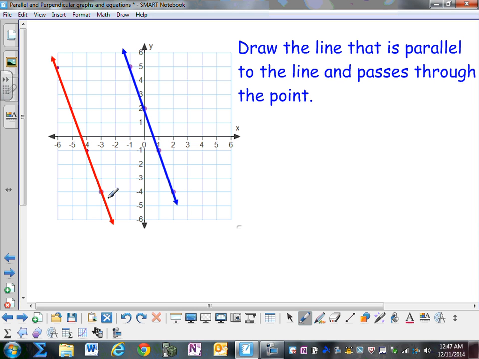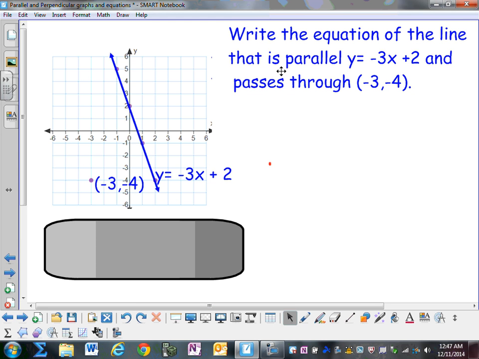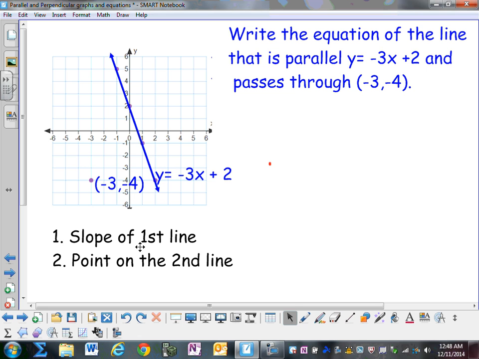But let's be more precise and do it with an equation. So instead of calling it that line and that point, we're going to call the line y equals -3x plus 2, because that's the equation of a line, and we're going to call the point -3, -4. So now we can write the equation of the line that is parallel to y equals -3x plus 2 and passes through -3, -4. And in order to do this, I need the same two pieces of information. I need the slope of the first line and the point on the second line.